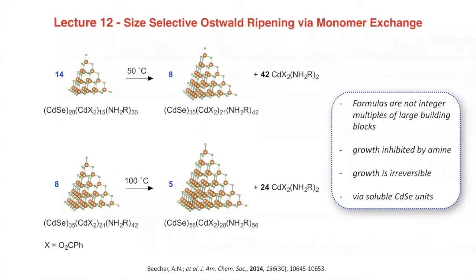So each of these pyramids achieves a structure where all possible surface ligand bonds are formed, or I guess where a complete coordination sphere for each of the cadmiums has been achieved. And that is the origin, as I've been proposing, of their particularly stable size.